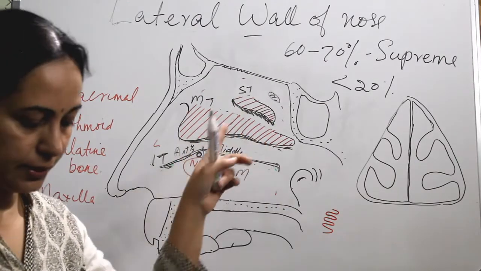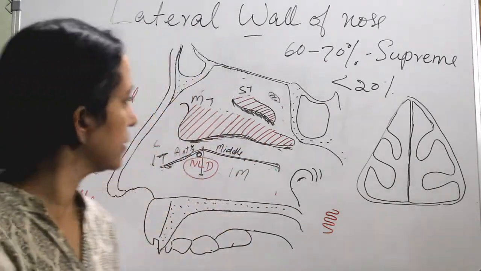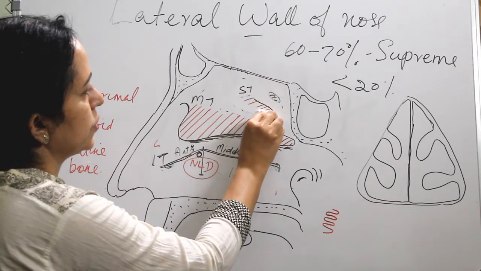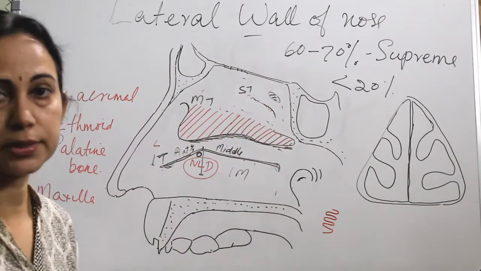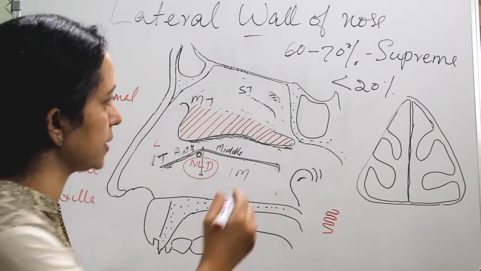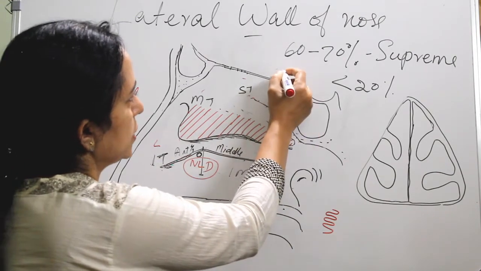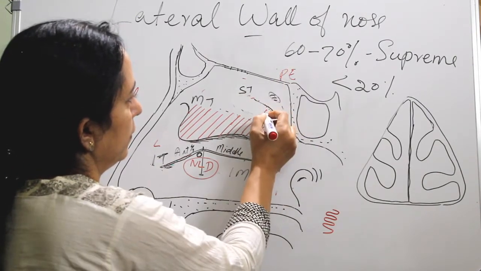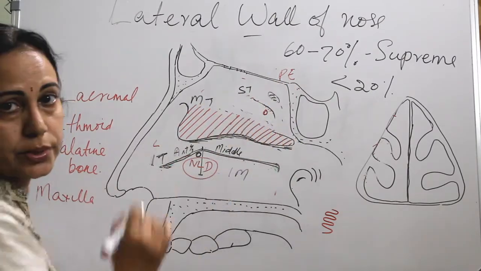Next I will discuss the superior meatus, and it comes lateral to the superior turbinate. And what is the structure that is seen in the superior meatus? That is the opening of the posterior ethmoid.